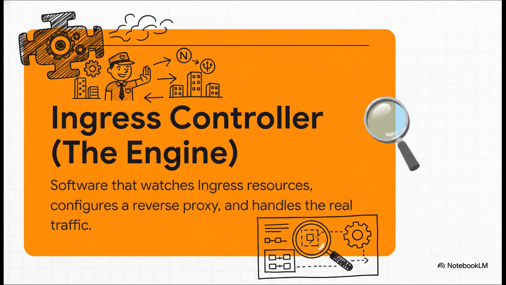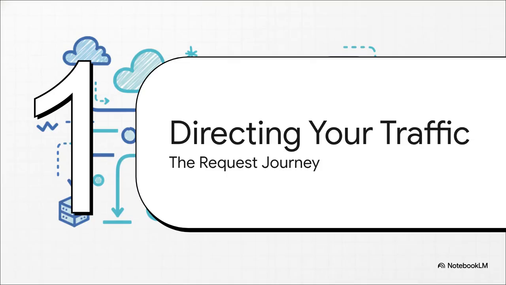So if the Ingress is just the blueprint, what actually enforces the rules? Well, that is the job of the Ingress Controller. This is the actual software, the engine. We're talking about tools like Nginx or Traefik that's running inside your cluster. It's constantly reading those Ingress rule blueprints, and it acts like an intelligent traffic cop. It looks at every single car or request coming into the city and directs it to exactly the right place based on the plan.